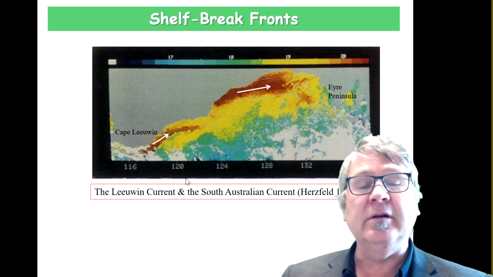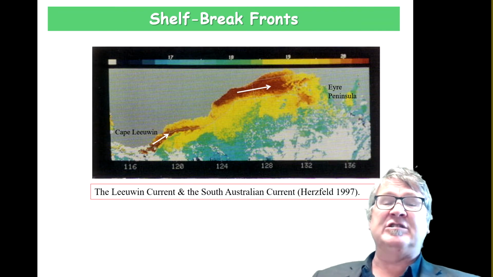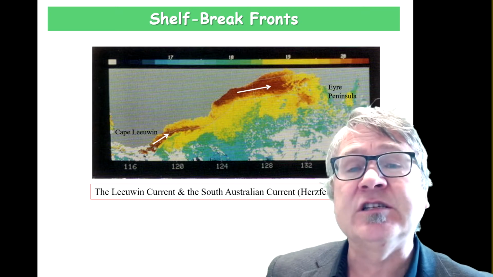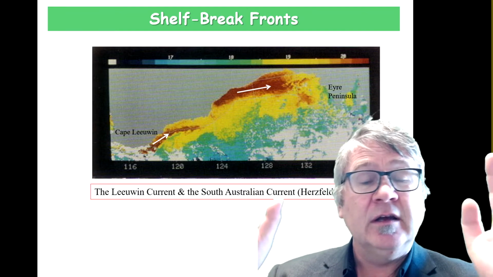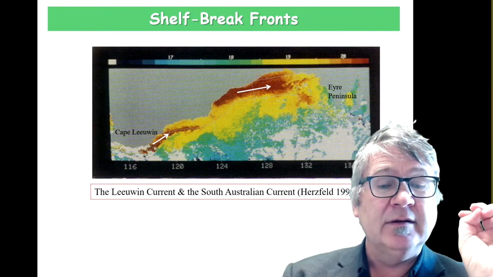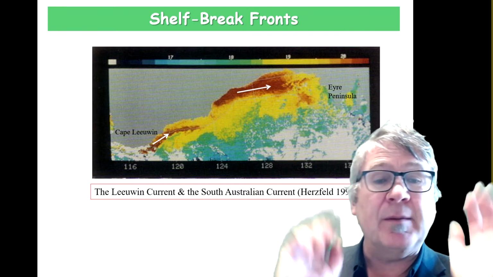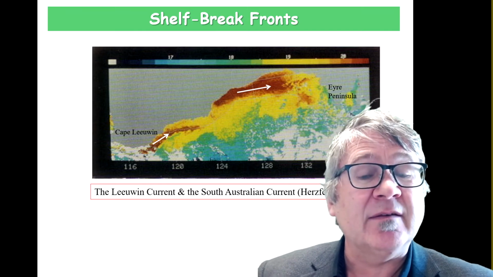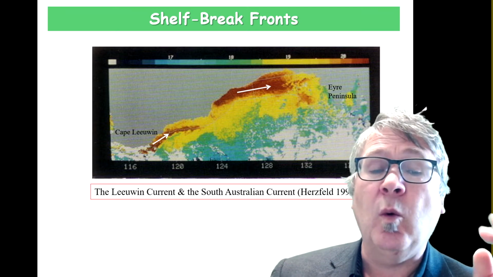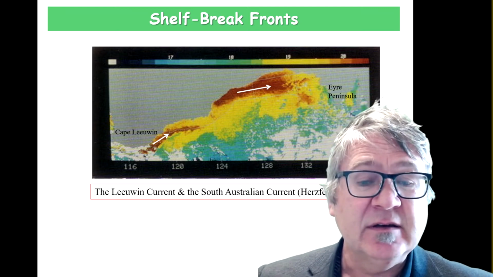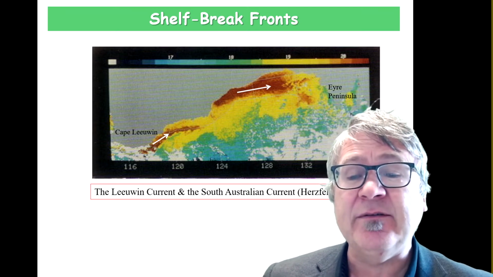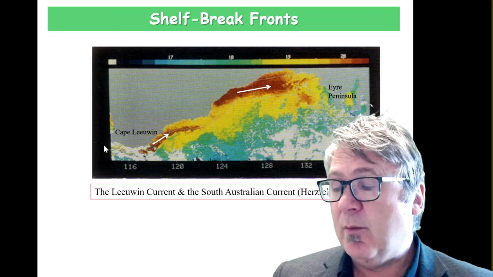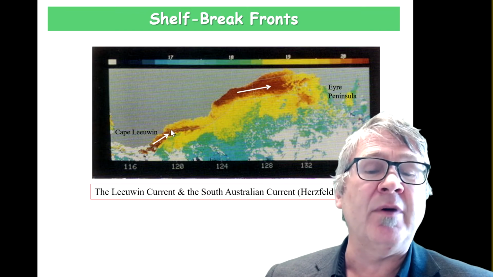It's another example, okay, of these shelf break fronts, and you can often see them in satellite images of sea surface temperature. This is the Great Australian Bight, late summertime. Red means warm, yellow means a little bit colder, white is cloud bias, some early satellite observations, and you can see the Leeuwin coming in, warmer water moving into the Great Australian Bight.